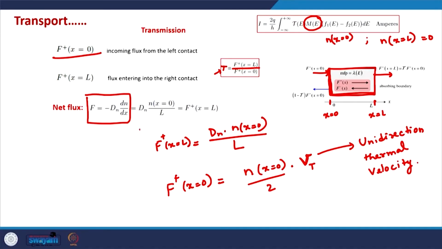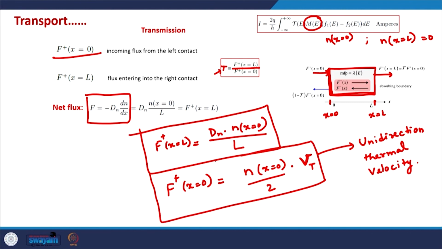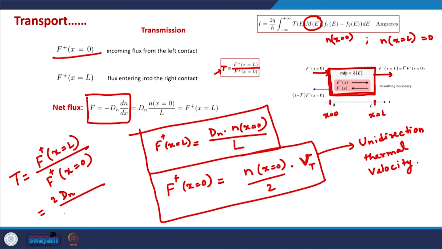So from Fick's law we have calculated the flux entering the right contact, and from our basic intuitive understanding we know the flux at the left contact. So we can find the transmission coefficient, which is the flux entering the right contact divided by the flux of electrons at the left contact. So it will be this by this, and N and N cancel. What is left is 2 D_N divided by L times V_T. This will be the transmission coefficient.